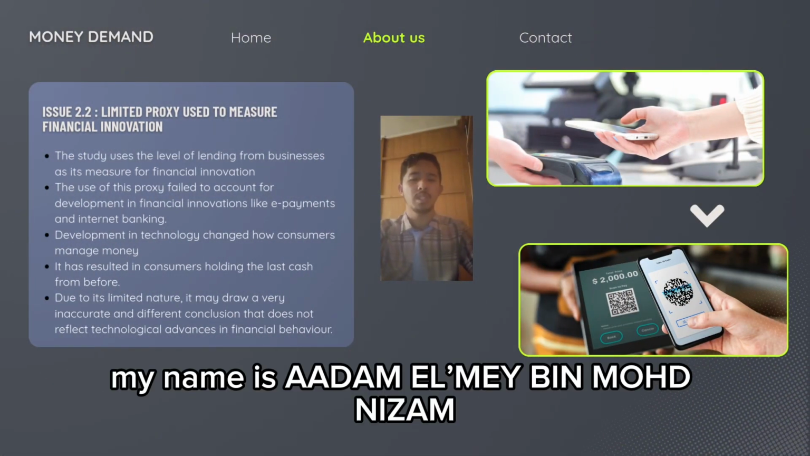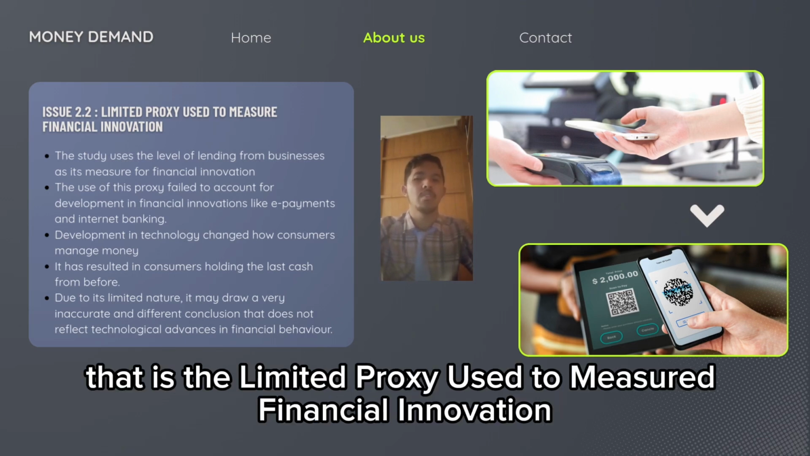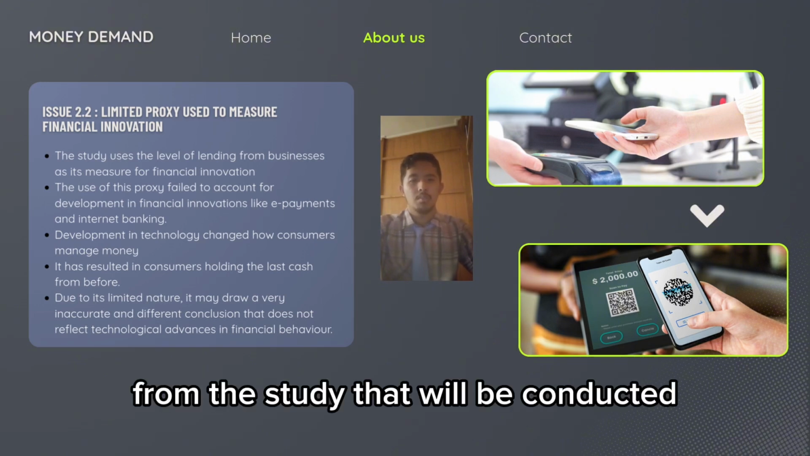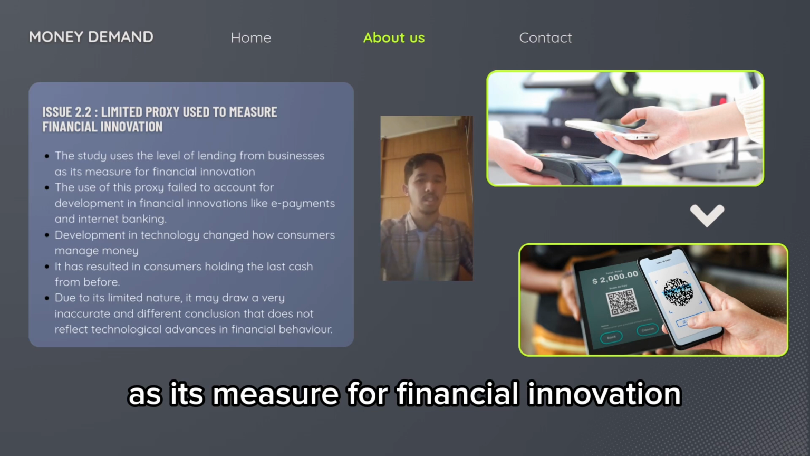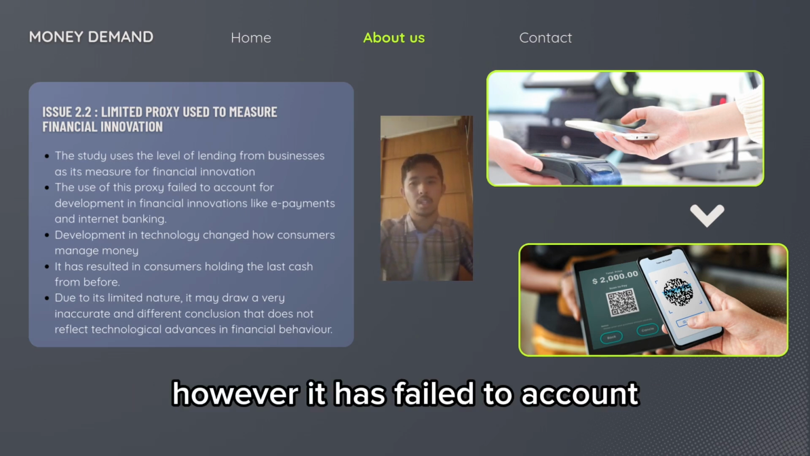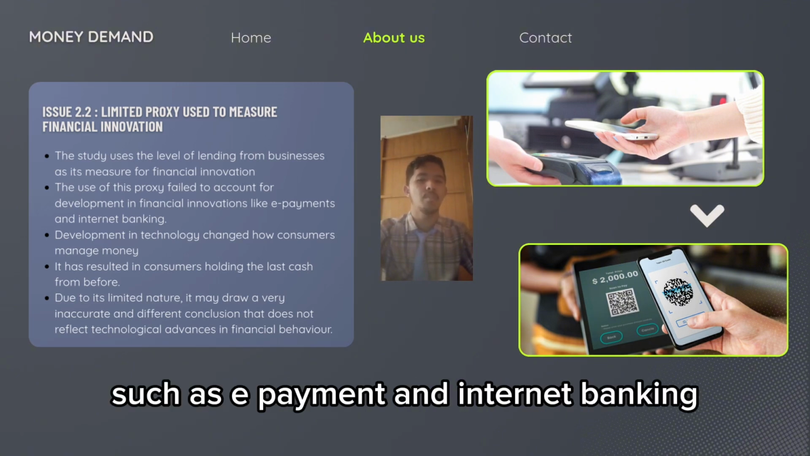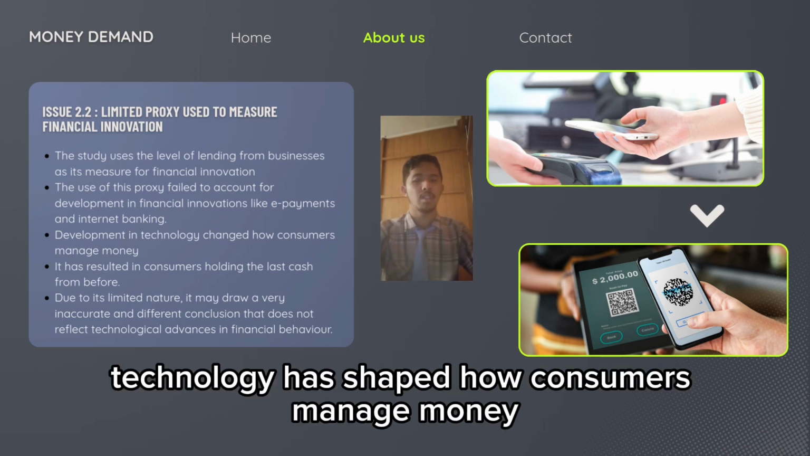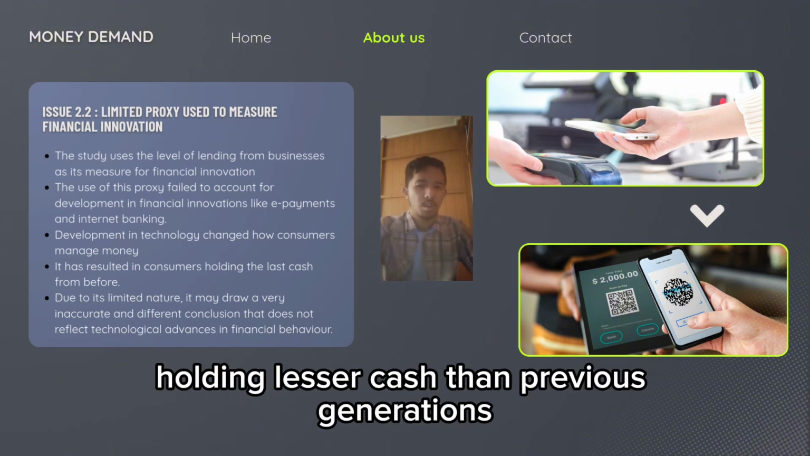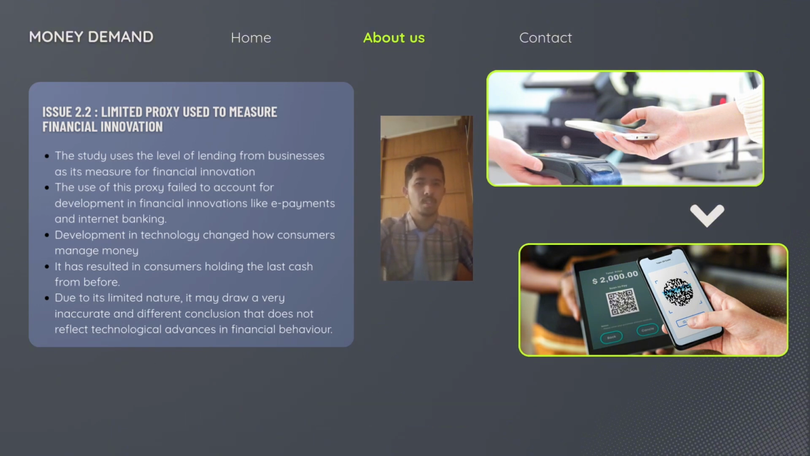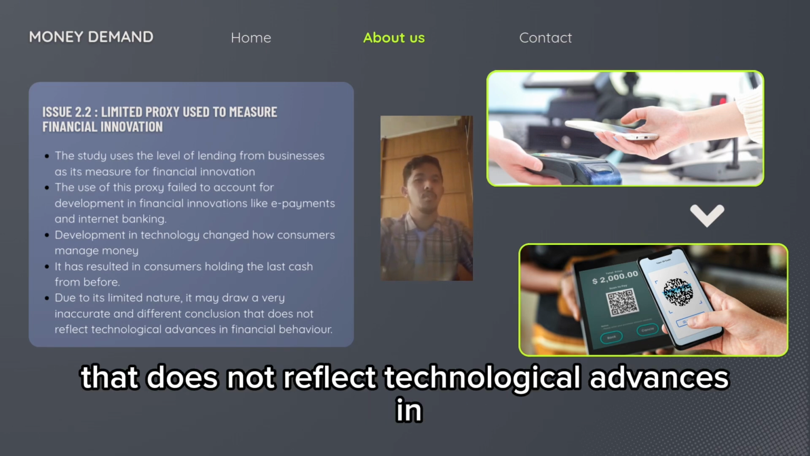Bismillahirrahmanirrahim. My name is Mohammad, and today I will discuss the second issue of the study, that is, the limited proxy used to measure financial innovation. The study has used the level of lending to businesses as its measure for financial innovation. However, it has failed to account for developments in technological financial innovation such as e-payment and internet banking. Technological development has shaped how consumers manage money and has resulted in consumers holding less cash than previous generations. Due to this limitation, it may draw a very inaccurate conclusion that does not reflect technological advances in financial behavior.